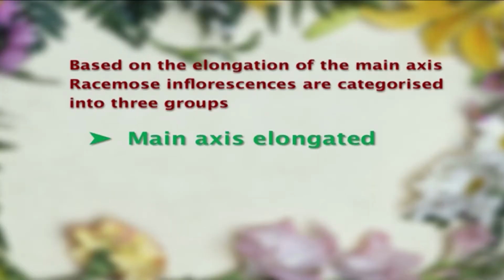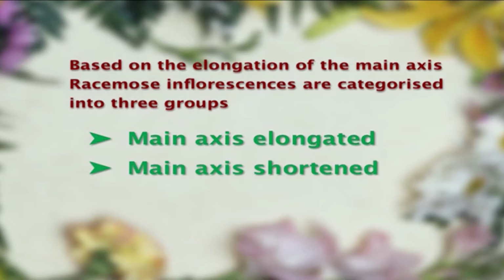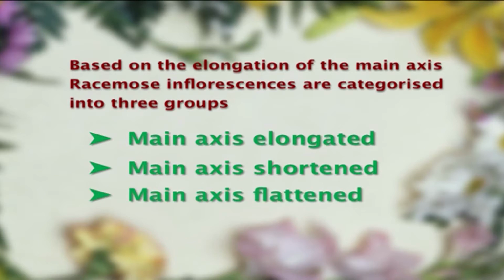Based on the elongation of the main axis or peduncle, the racemose inflorescences are categorized into three groups. One in which the main axis is elongated, second in which the main axis is shortened and third in which the main axis is flattened. Let us talk about the first category, that is where the main axis is elongated. In this case, the flowers appear on an elongated peduncle. This category has many subtypes. First, the simple raceme.